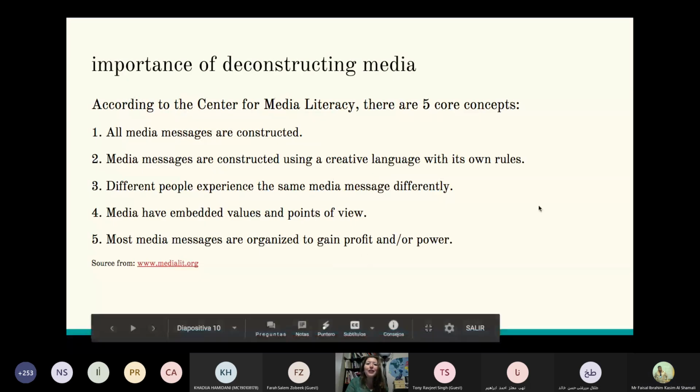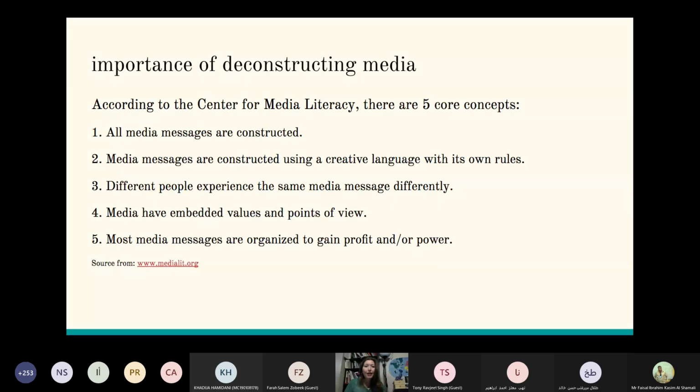All right, so essentially, if you're looking at the importance of deconstructing media, according to the Center for Media Literacy, there are 5 core concepts. Media messages are constructed. They're constructed using a creative language with its own rules. Number 3 is probably one of the most important things that I try to highlight to my students, that different people experience the same media message differently.